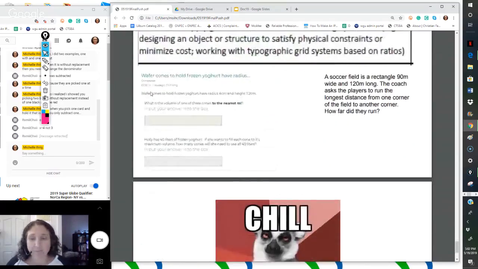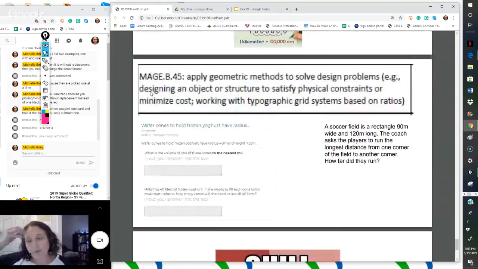Next, here we go. Wafer cones to hold frozen yogurt have a radius. This obviously must be from another country because of how they spelled yogurt. Has a radius of 4 and a height of 7.2. What is the volume of these cones to the nearest milliliter?